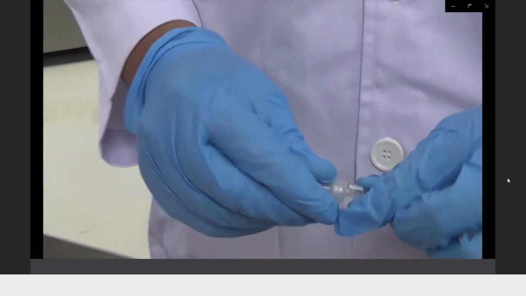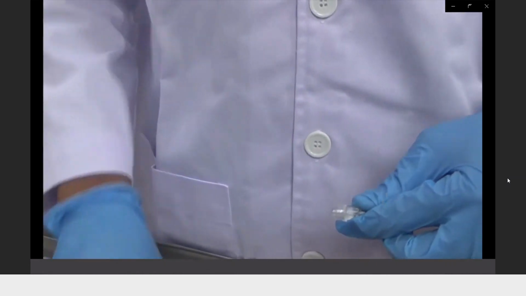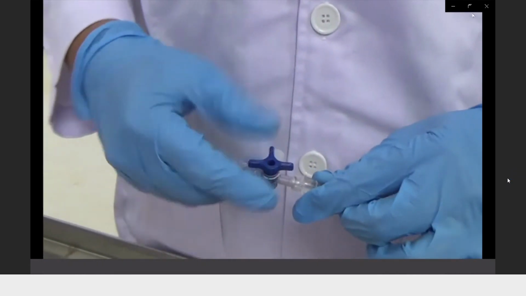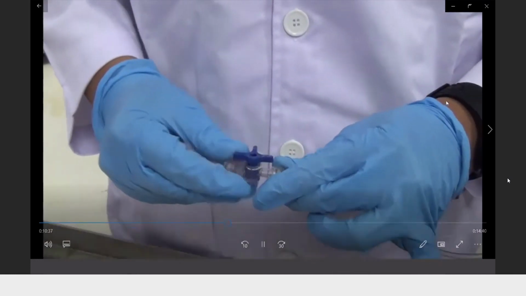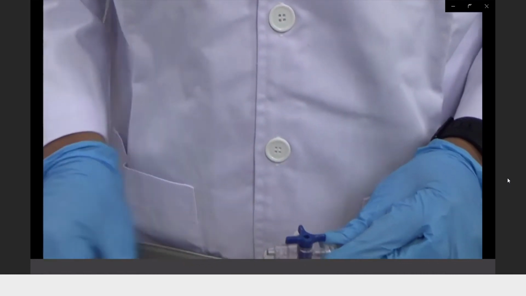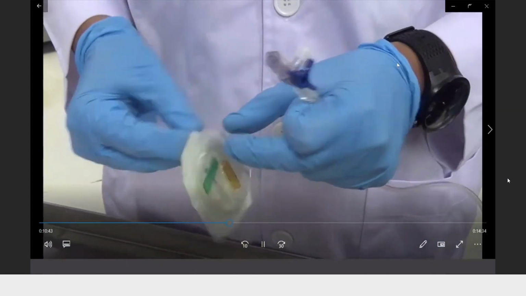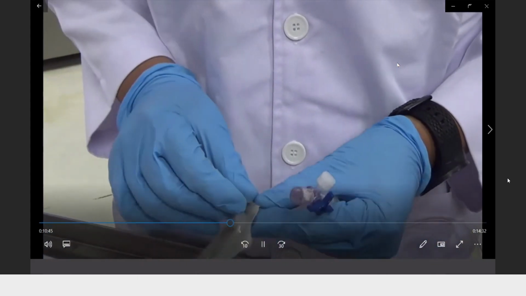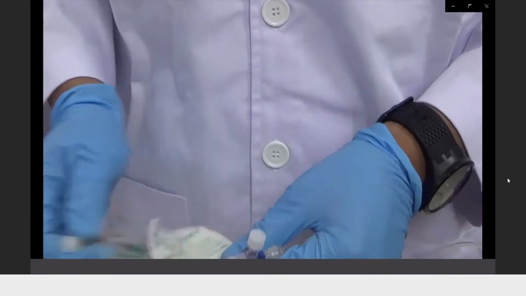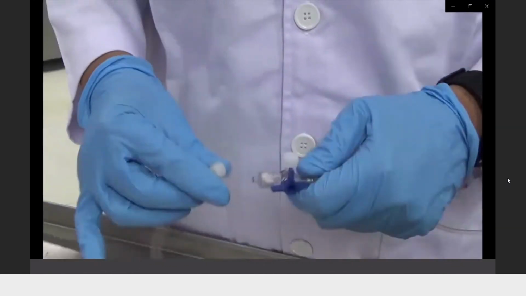Okay, secure the three-way stopcock. And then this is the butterfly catheter, in which you insert the fluid into the animals.